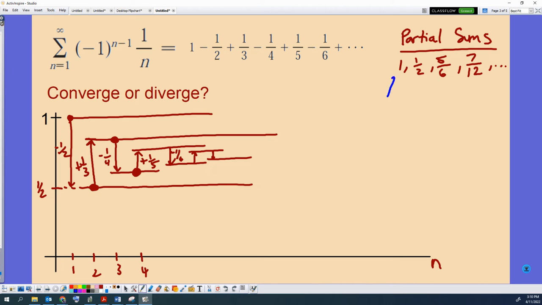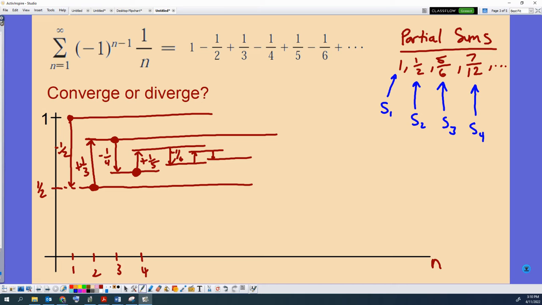which are the sums of the first n terms. So this one was the sum of the first one terms, right? We'll call this S1. This is the sum of the first one terms. This is the sum of the first two terms. We'll call this S2, S3, S4. And the idea is any one of these could be an approximation.